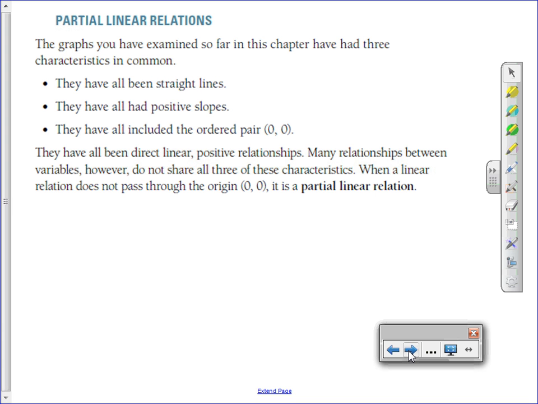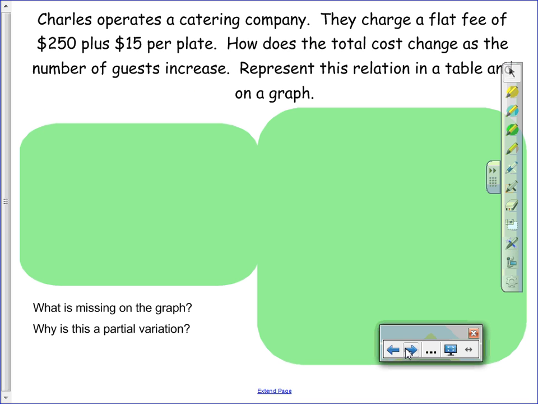Now, not all linear relationships will go through 0 and 0. Lots of them will start at a different value, and these are called partial linear relations. Here's an example of it. Charles owns a catering company. No matter what, he's going to charge you $250 for sure, and then $15 per plate after that. When you go to your grad banquet, I don't know if you realize it, but you pay per plate. I'm not sure if the caterer charges a flat rate as well.